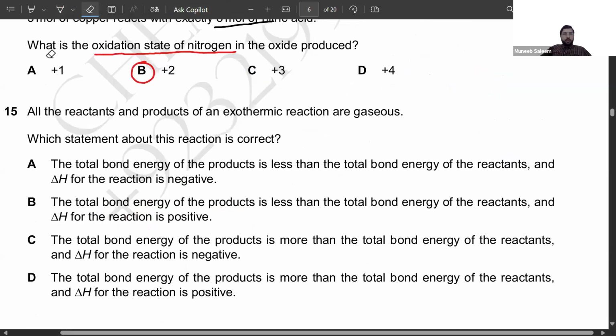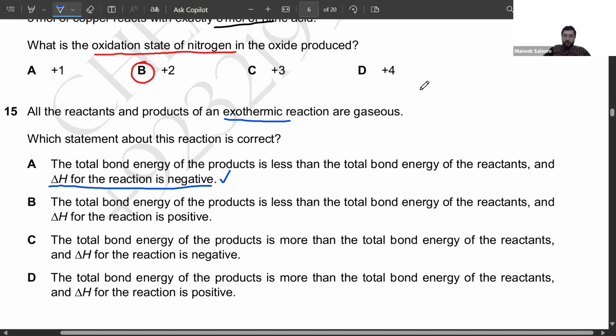Now the next question, number 15. All the reactants and products of an exothermic reaction are gaseous. Which statement about this reaction is correct? So basically, we had to check the correct statement. It says that the total bond energy of the products is less than the total bond energy of the reactants, and delta H for the reaction is negative. This portion, delta H of the reaction is negative, is correct because the reaction is exothermic, for which delta H is negative.